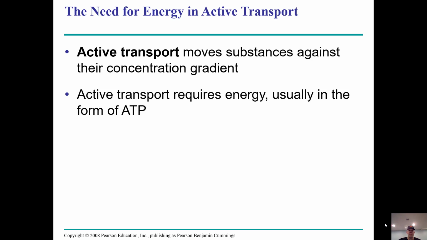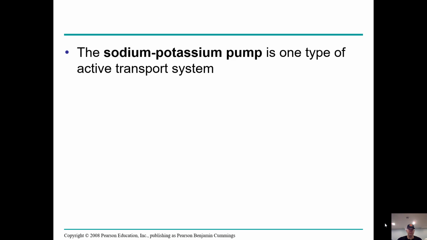Reminder, active transport uses ATP, uses energy. And the sodium potassium pump is one type of pump, and pumps are a type of active transport system. And I would say the sodium potassium pump is probably one of the more well-known pumps.